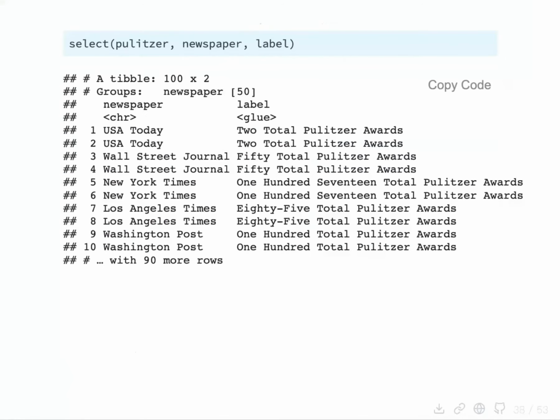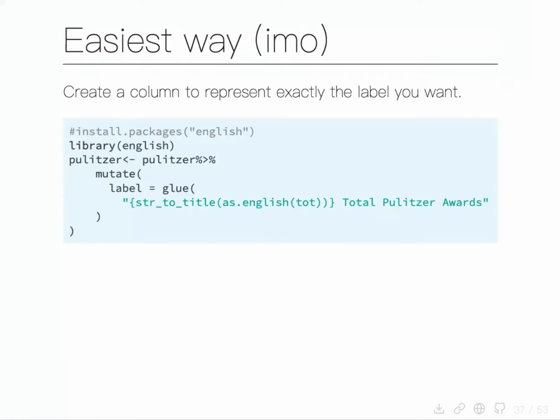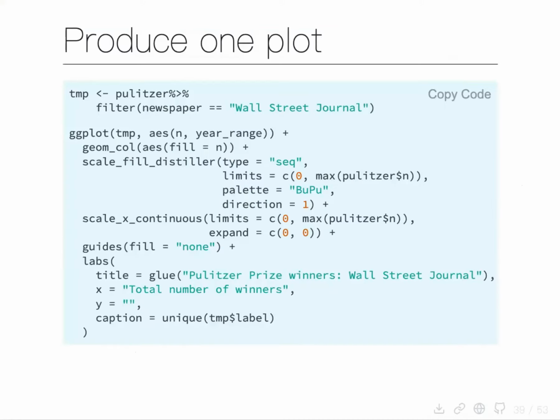So this is going to be the word 2. This is going to be the word 50, etc. Okay? And then I'm calling str_to_title on that from stringr, which will put it in title case. And then I'm just saying total Pulitzer Prize awards. And so what we end up getting is something like this. Okay, so I'm just selecting from pulitzer here the newspaper and the label. Okay, and then I end up with my newspaper and my label.